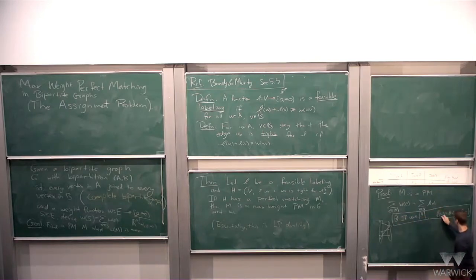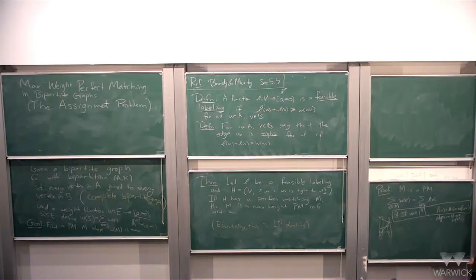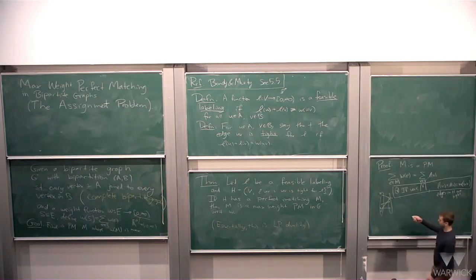This is because the edges in H are tight, and it's a perfect matching, so every vertex appears once. So this is going to be exactly just the sum of all the L of V, the sum of all the labels. Is that clear?